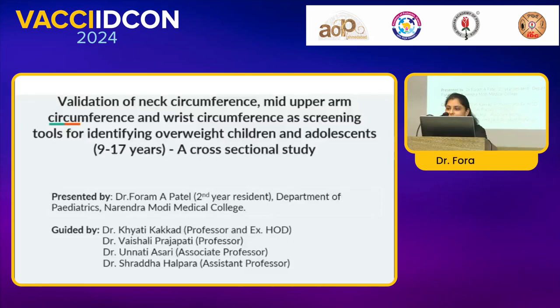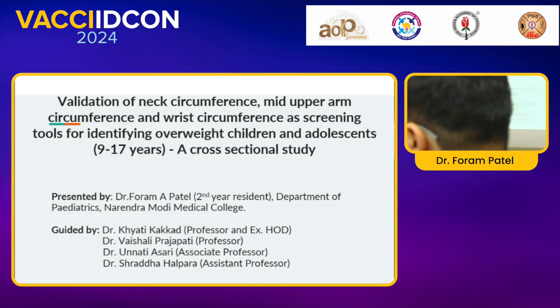At the Department of Pediatrics, Narendra Modi Medical College, today I am presenting a paper on the topic of validation of neck circumference, mid-upper arm circumference, and wrist circumference as a simple and non-invasive screening tool for identifying overweight and obese adolescent children in the age group of 9 to 17 years.